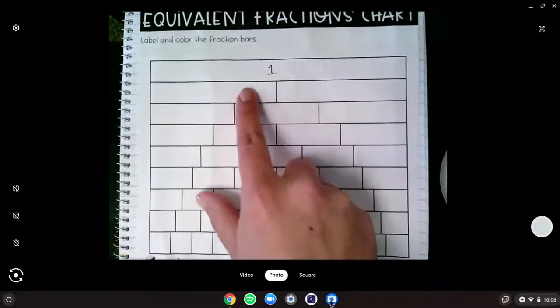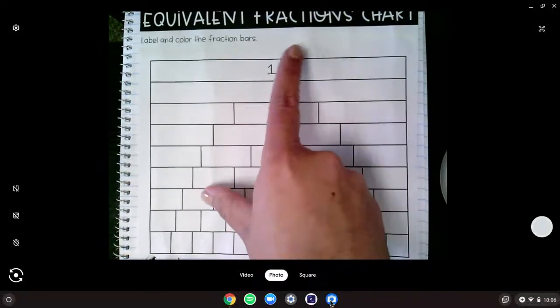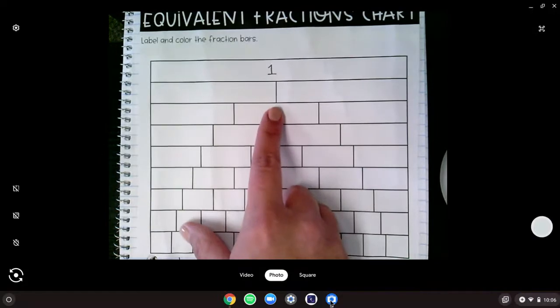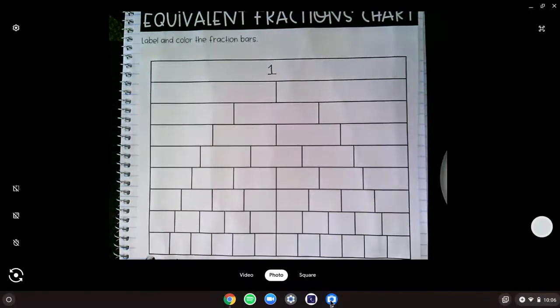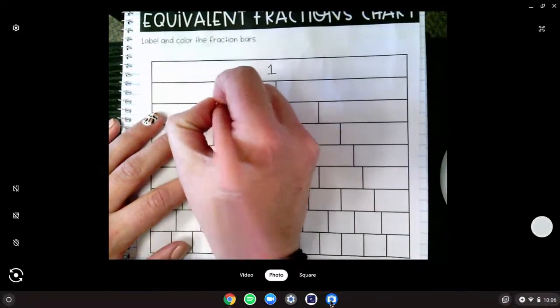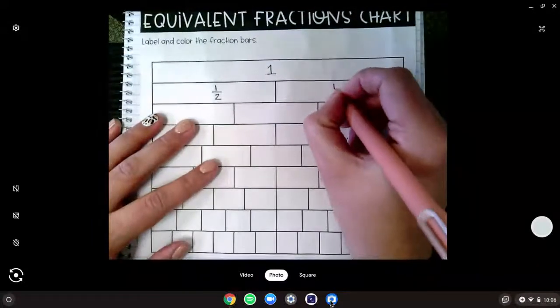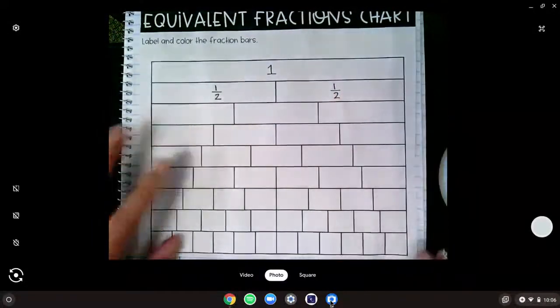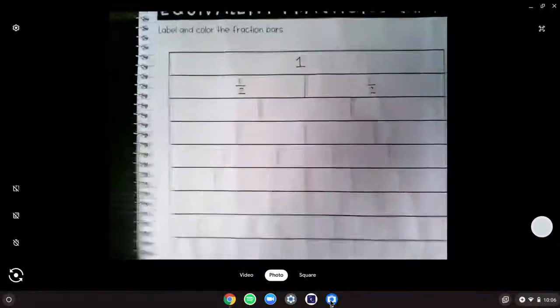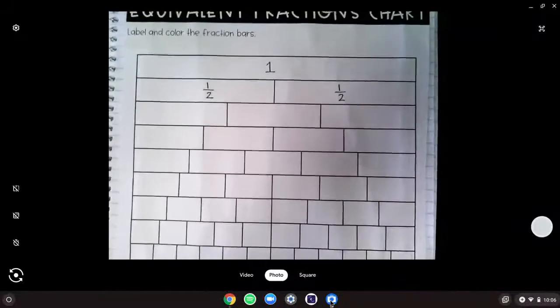So this fraction bar, how do you think we would label this? Instead of one big piece, now we have 2, but do we want to write 2 on those? No, Camille? We want to write a half. We split it in half. So in the middle of each of these, I'm going to write 1/2. Can you see that okay, friends? Yeah. I can zoom in a little bit.